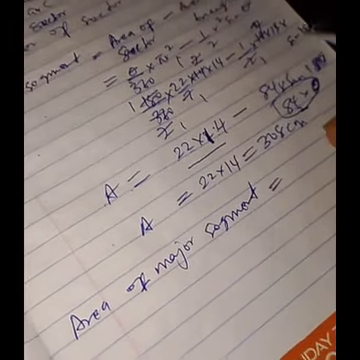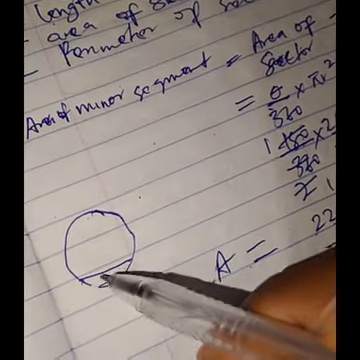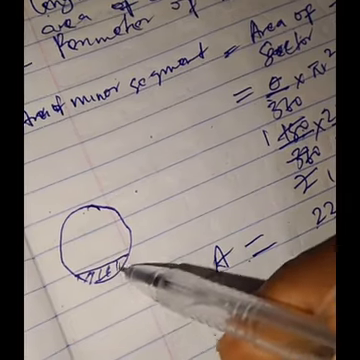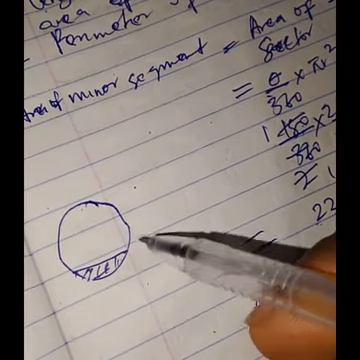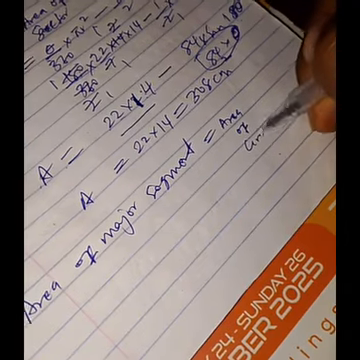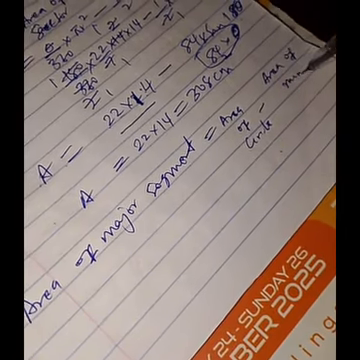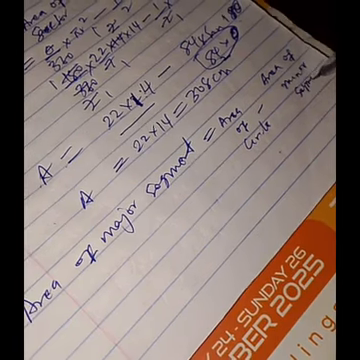But how do we get our area of the major segment? Now this is our circle. If this is our circle, this one you are seeing is our minor segment, and our major segment is this part here. So to get the area of the major segment, we are going to say area of circle minus area of minor segment.